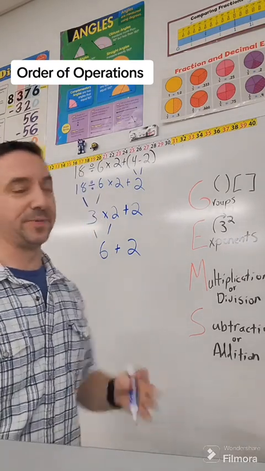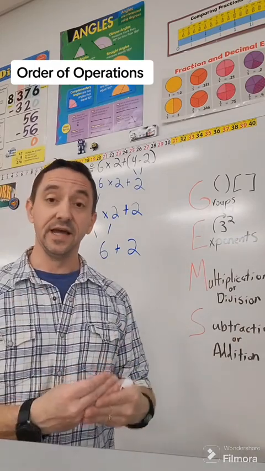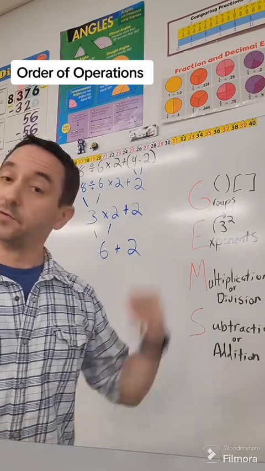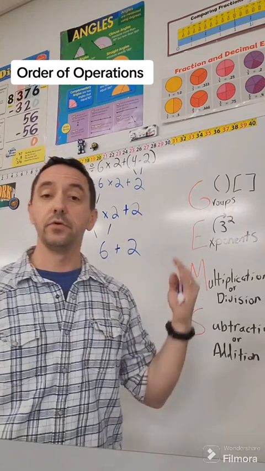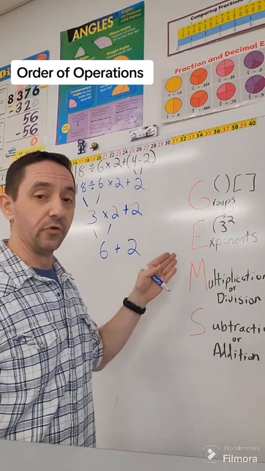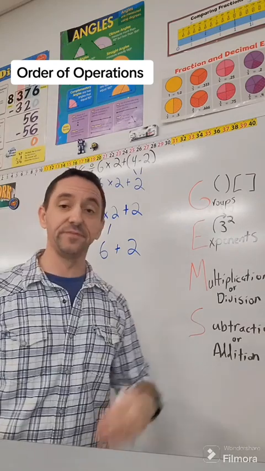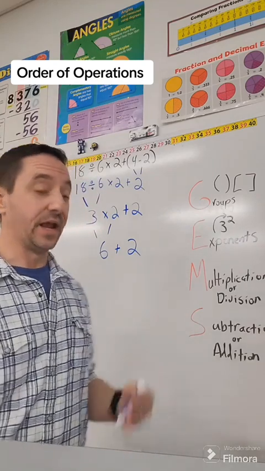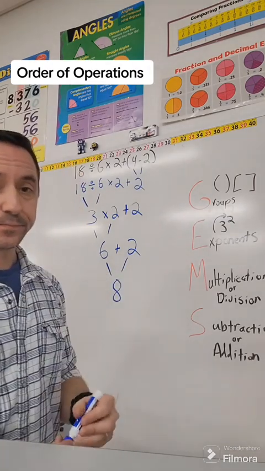And at this point, you might just be like, okay, good, it's 8, I'm done. But again, I stress that routine and that practice with my students. So I say, nope, we're going to go through this order of operations one more time. Are there any groups? No. Are there any exponents? No. Is there any multiplication or division? Nope. Is there addition or subtraction? Yes. Then I do this one last, and I take 6 plus 2, and I get 8.